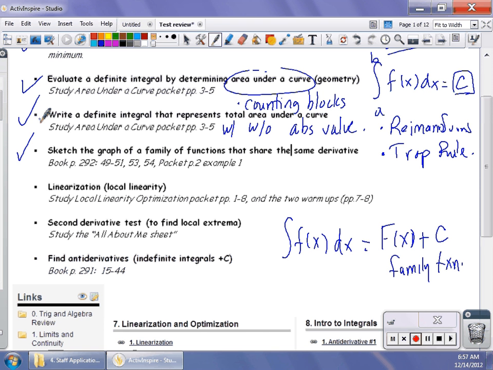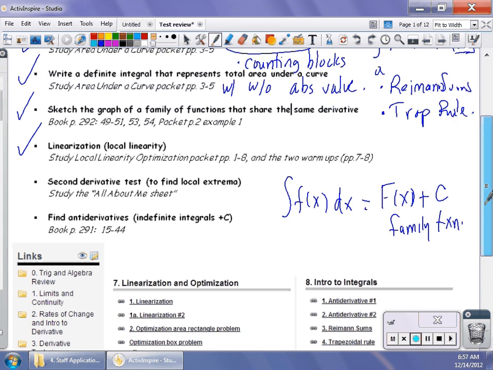Linearization, I don't really know what to say. You're just pretty much writing the equation of a line and making some predictions, but make sure that you review it. You have it in your last package, you can go back and look at that.